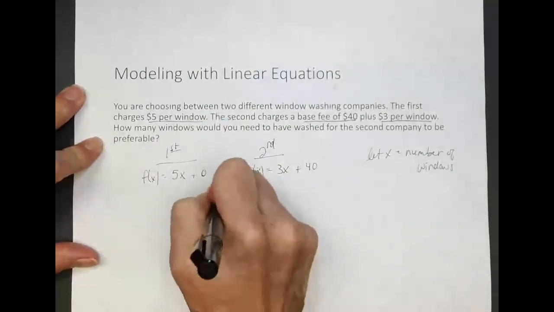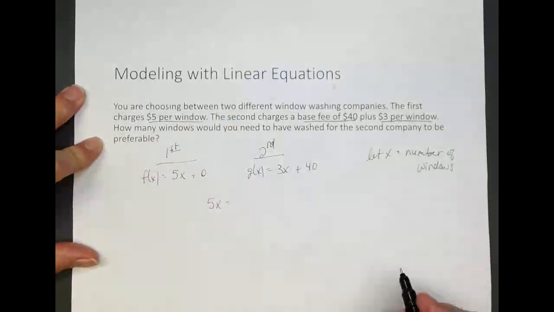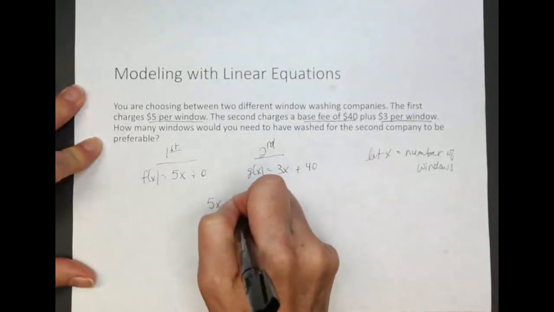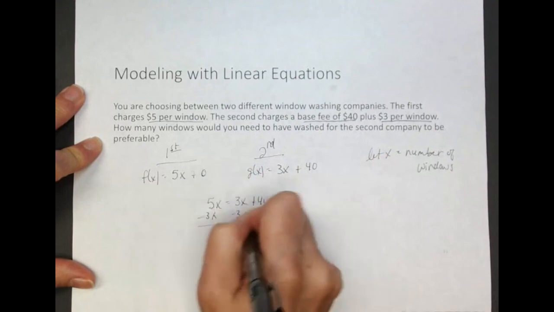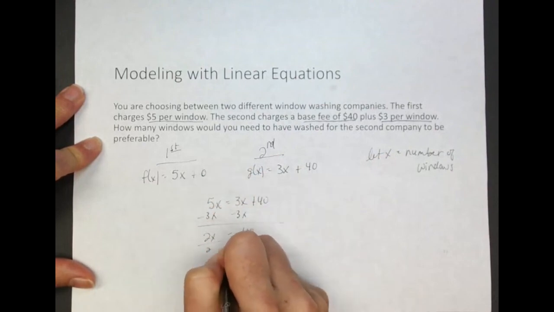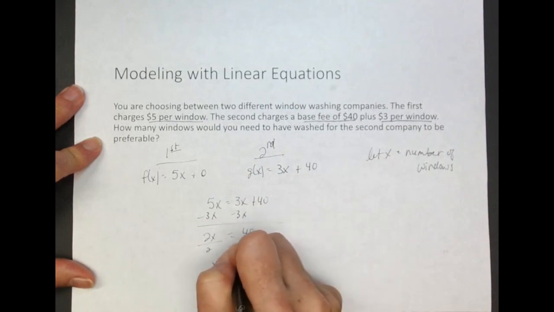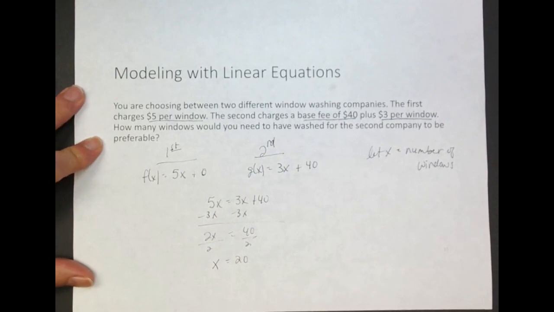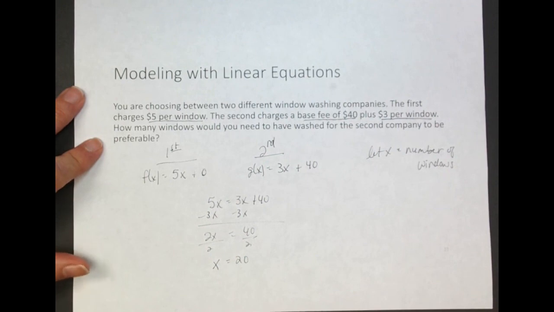All right, so then 5x is going to equal, I don't need that 0, 5x is going to equal 3x plus 40. Subtract that 3x from both sides, so 2x is 40, divide by 2, and I see that if I have 20 windows to clean, it wouldn't matter which one I hired, they'd cost the same. However, if I had 21 windows, the second company would be better.